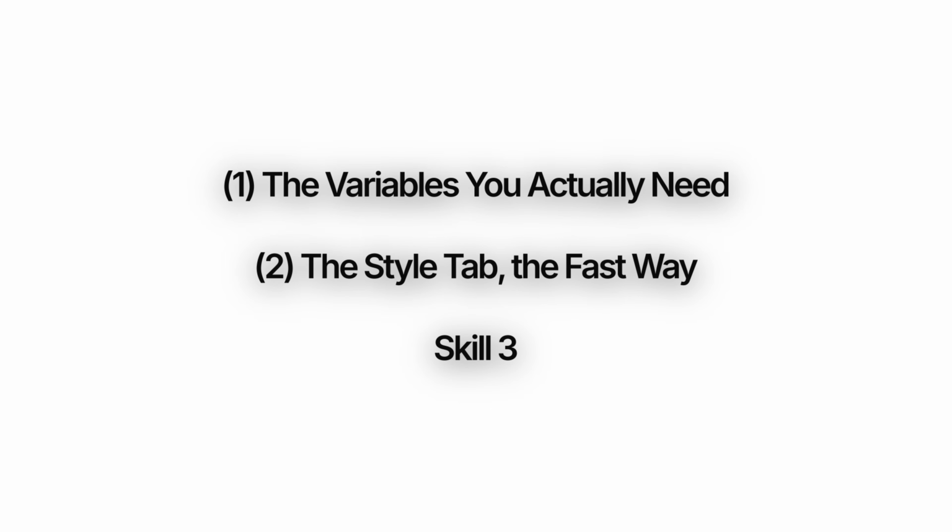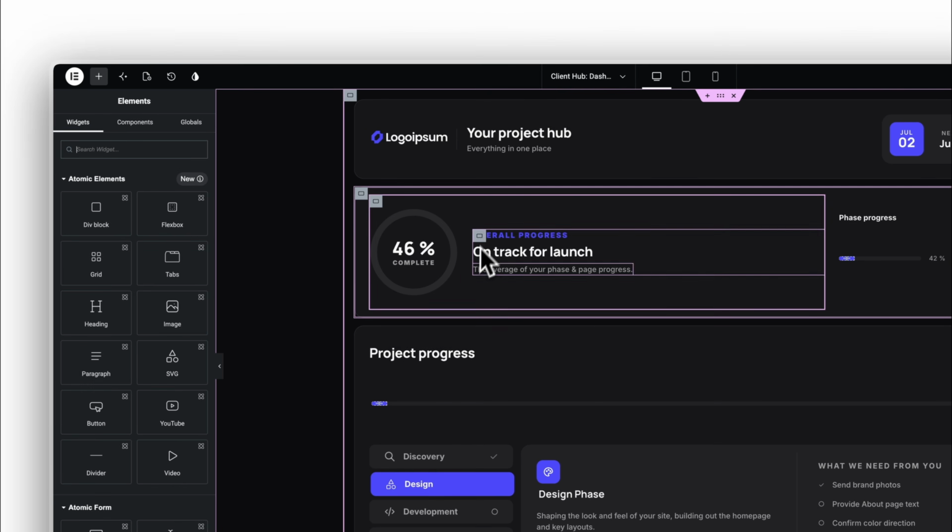Okay, for the second skill, we are going to learn to pay attention to the new Unified Style tab. Because what I was just showing you by switching between global and local style, this can also get mixed up sometimes.